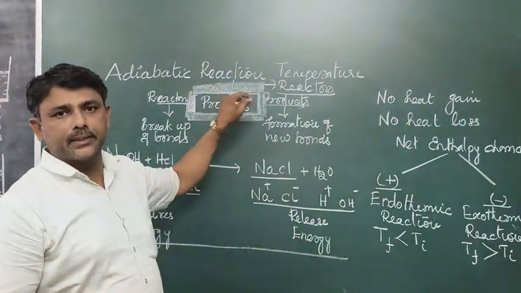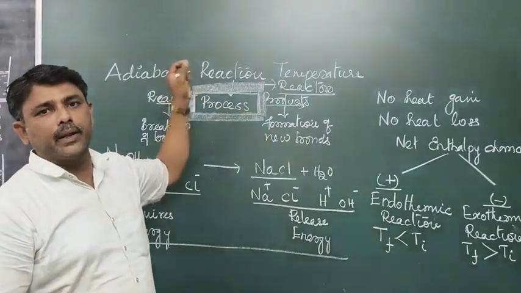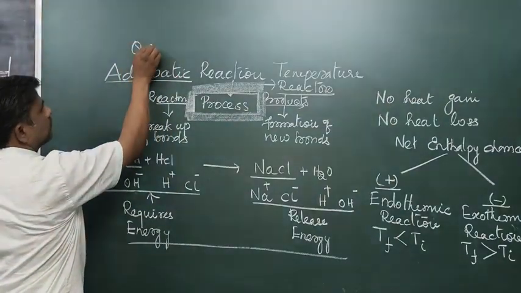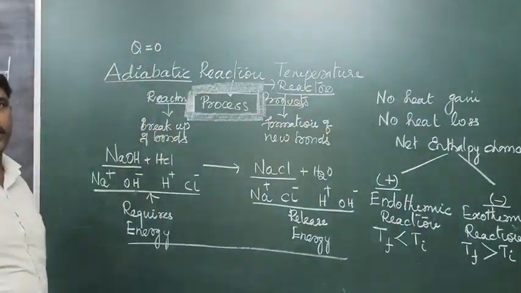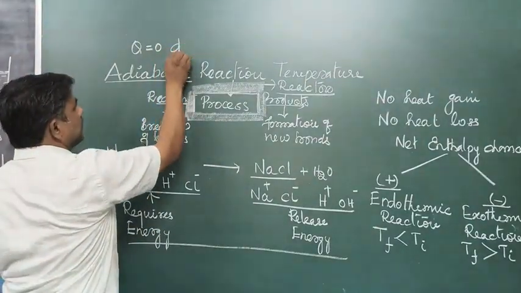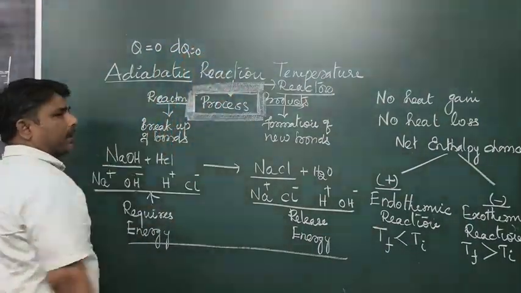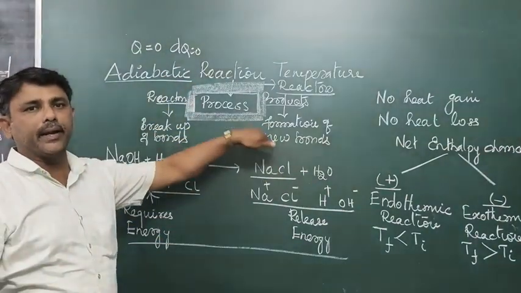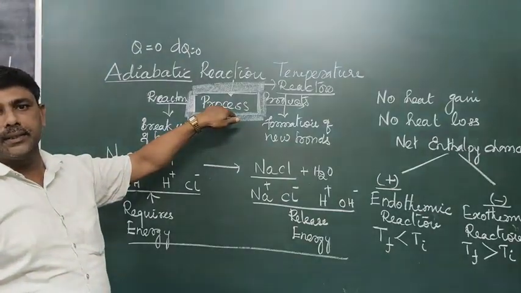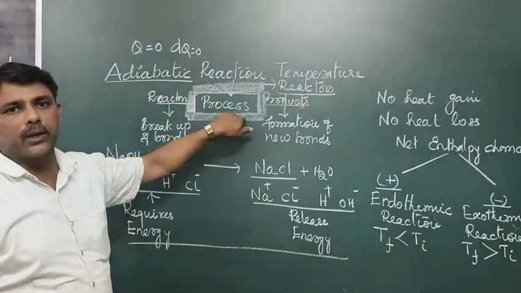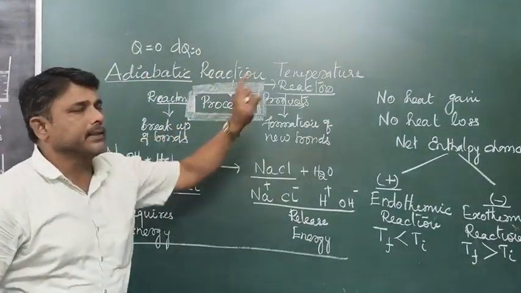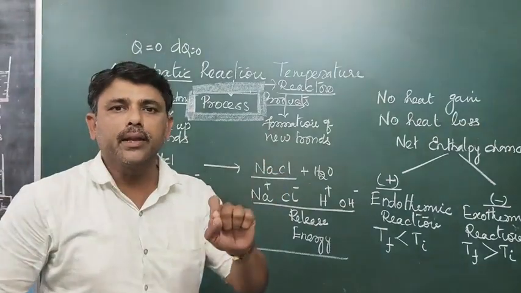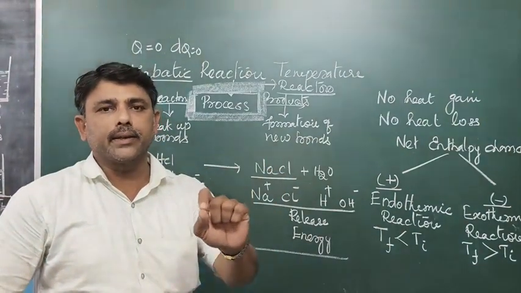It is the temperature of a reaction performed under adiabatic condition. Adiabatic means there is no exchange of heat; the change in heat content is zero. When a reaction is performed in an adiabatic reactor, the final temperature is called the adiabatic reaction temperature. Temperature of a reacting system under adiabatic condition is called the adiabatic reaction temperature.